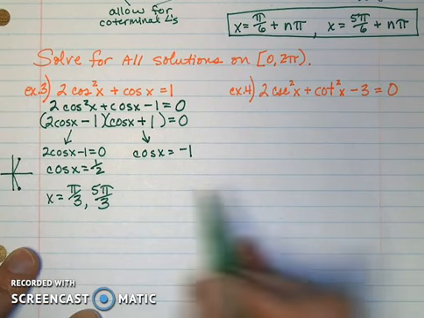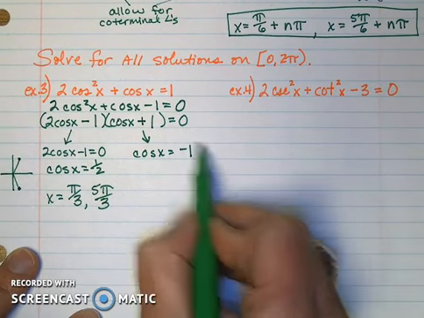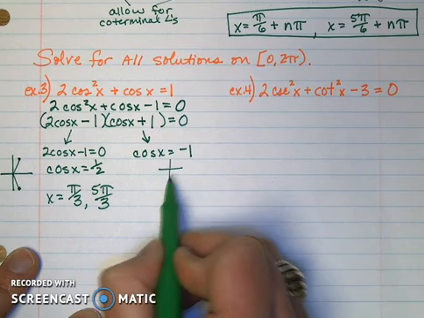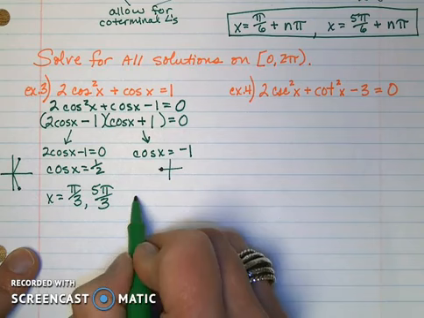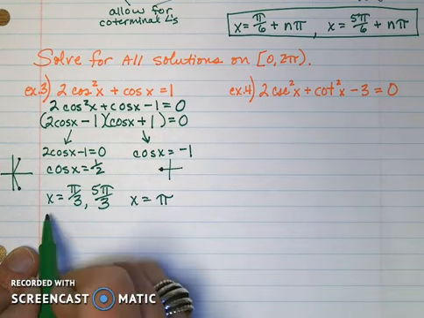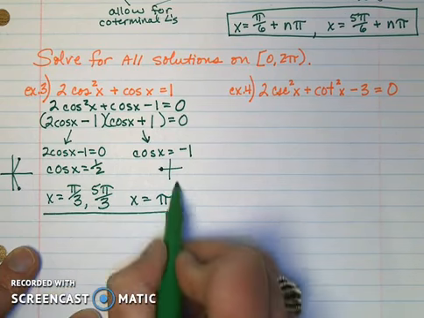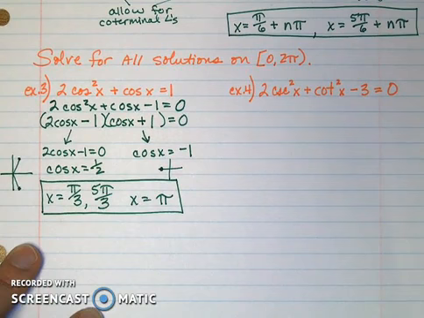Let's get this answer. Cosine is negative 1. Well, that only happens on my circle right over here at pi. So that's the other answer, is pi. So I have these 3 answers for that equation. All 3 of those would make that equation work.